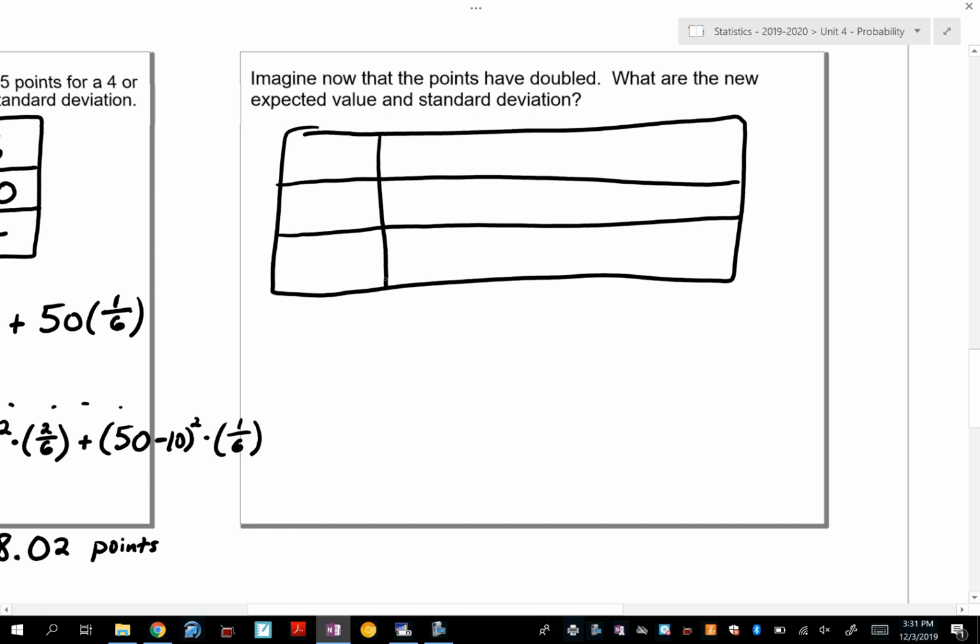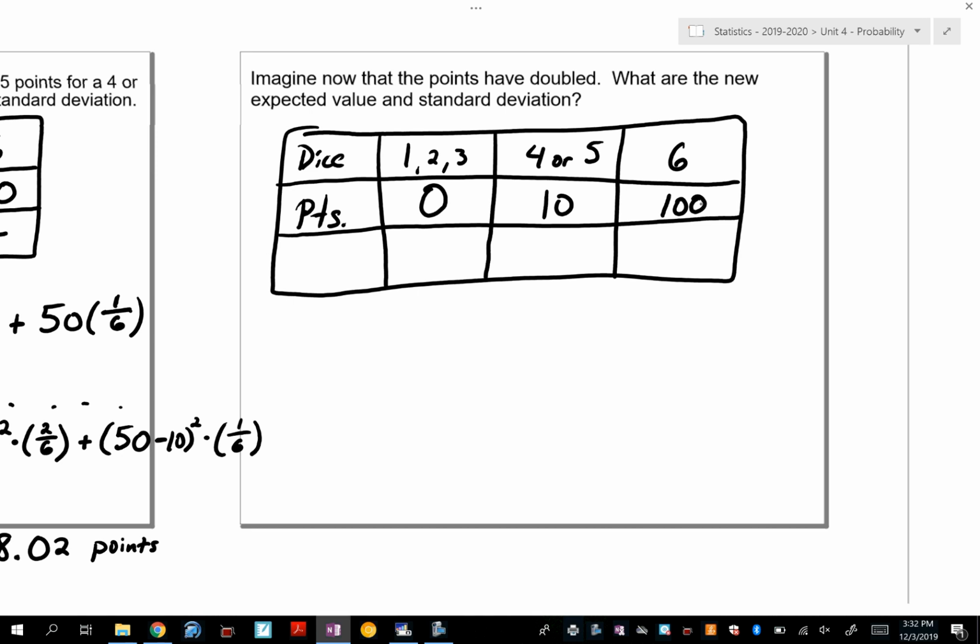All right, so the first one we had was dice. We had 1, 2, and 3, 4 or 5, and then 6. But now for the points row, it's going to be 0, 10, and 100. And I'm going to show you how to do this one by calculator.